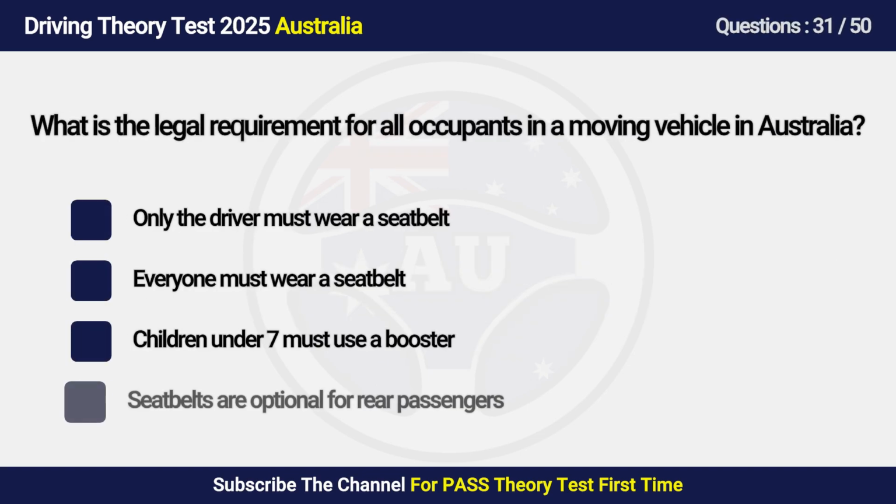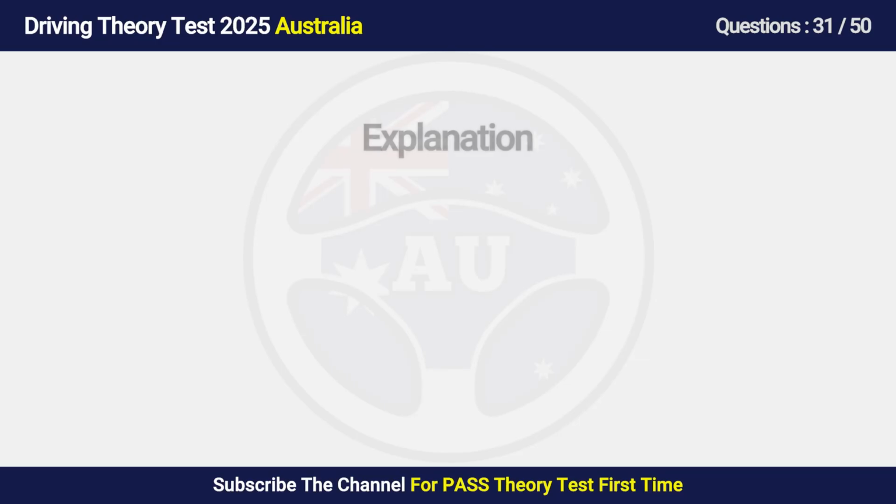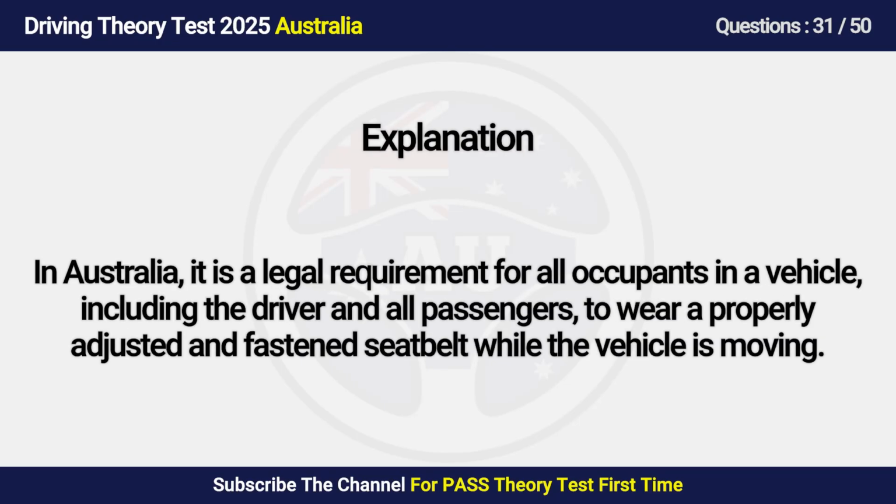Question 31. What is the legal requirement for all occupants in a moving vehicle in Australia? A. Only the driver must wear a seatbelt. B. Everyone must wear a seatbelt. C. Children under 7 must use a booster. D. Seatbelts are optional for rear passengers. Answer is B. Everyone must wear a seatbelt. In Australia, it is a legal requirement for all occupants in a vehicle, including the driver and all passengers, to wear a properly adjusted and fastened seatbelt while the vehicle is moving.